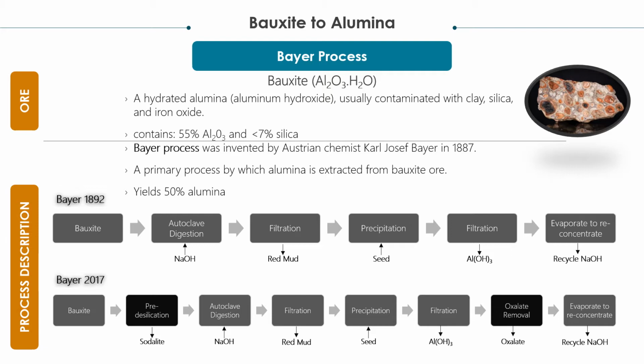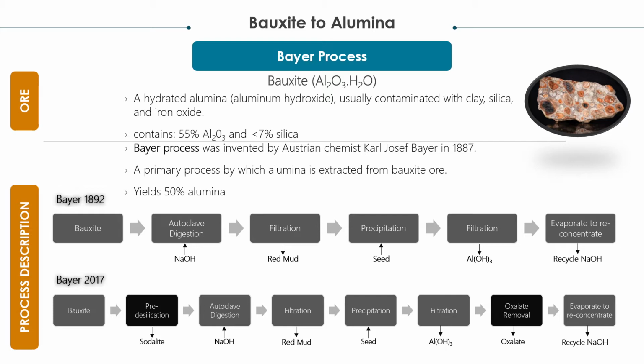This ore is essentially hydrated alumina that is usually contaminated with clay, silica, and iron oxide. It contains 55% aluminum oxide and less than 7% silica. The said process yields 50% alumina. Here you can see a simple block flow diagram of the Bayer process.